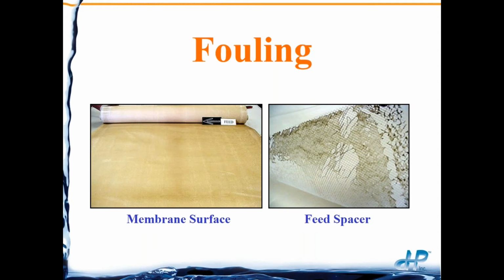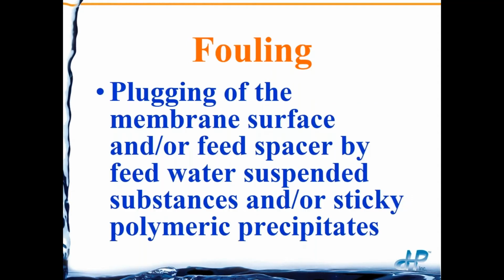This can be from our sand, our silt, our clays, bacteria, other contaminants that can bond together, lay out on the membrane. Here we see biological fouling both on the membrane itself and also on the feed spacer. And of course, here is our definition of what we're talking about with fouling.